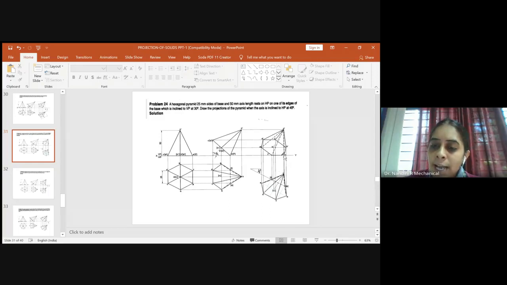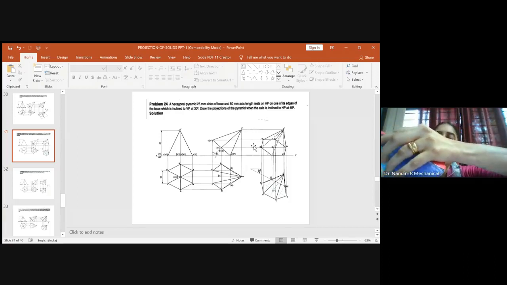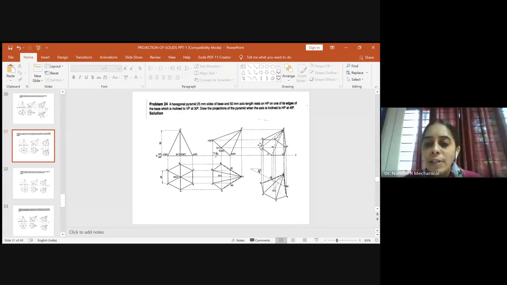You will join A dash to B dash, B dash to O dash to D dash to E dash to F dash to A dash. So this is the outer boundary which is visible. We darkened it using continuous thick line. Once it has been darkened, when the observer views from here, the bottom surface will be completely visible. If it is inclined in this position for the XY line, then when the observer views from here, the bottom surface will be completely visible, and hence we will darken the bottom surface.